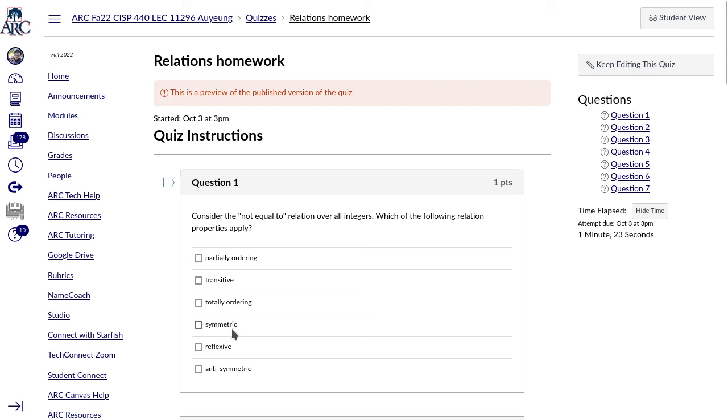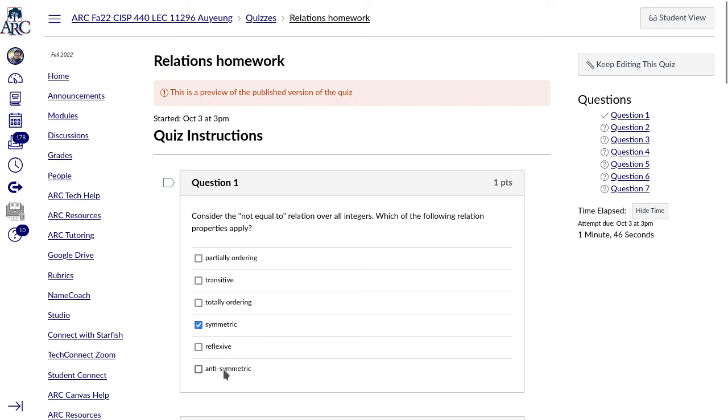Is it symmetric? The answer is yes, it is symmetric. If A does not equal B, then B does not equal A, and vice versa. So symmetric is working. Is it reflexive? If you choose any value, is it not equal to itself? Nope. So reflexive has to be no.